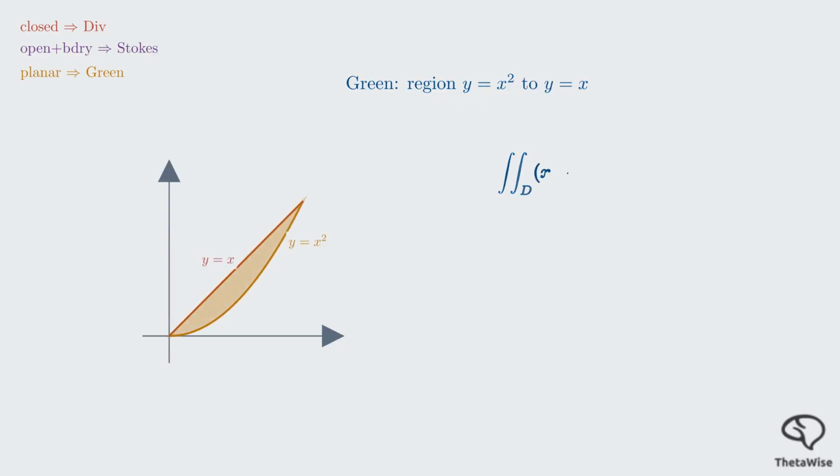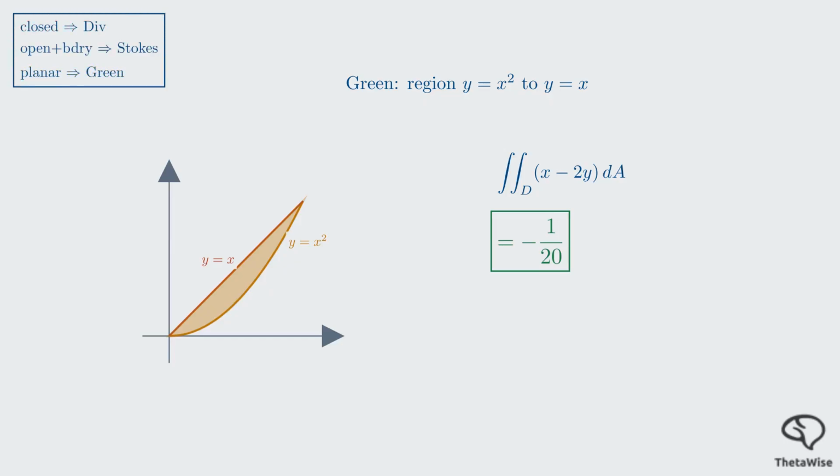Choose the theorem by the geometry. Closed surface means divergence, open surface with boundary means Stokes, and planar closed region means Green.